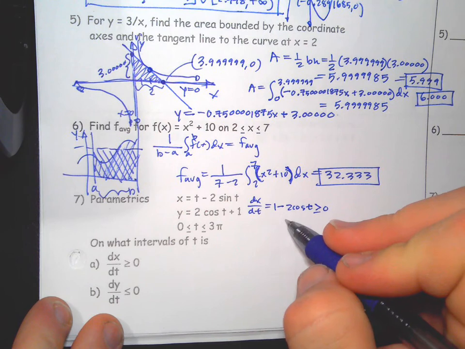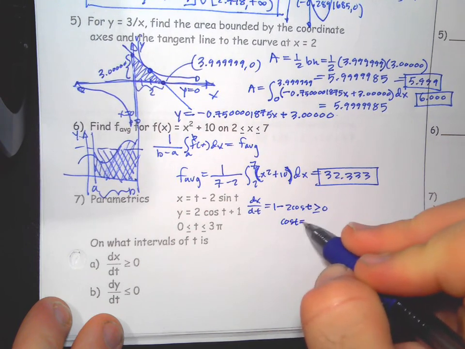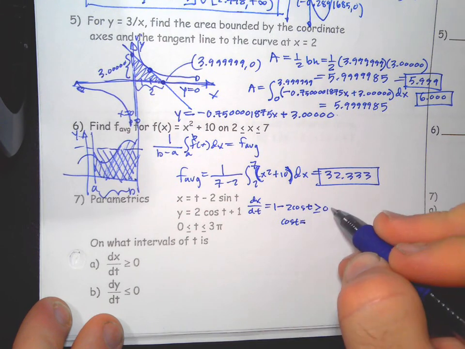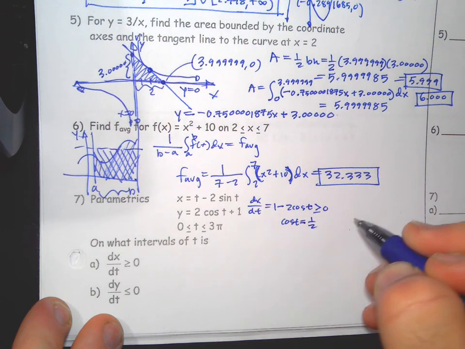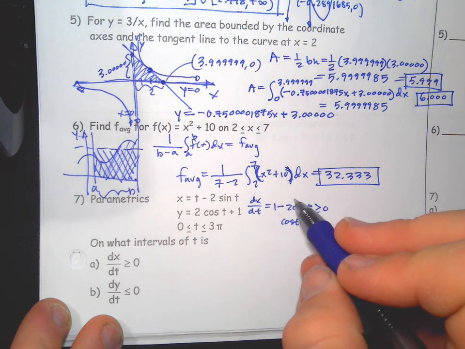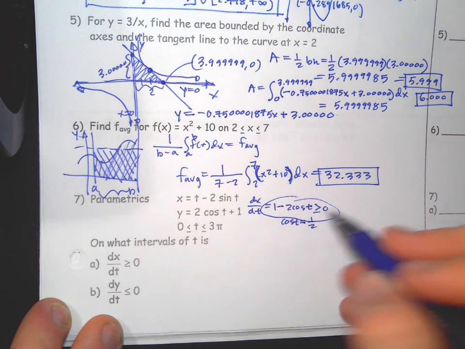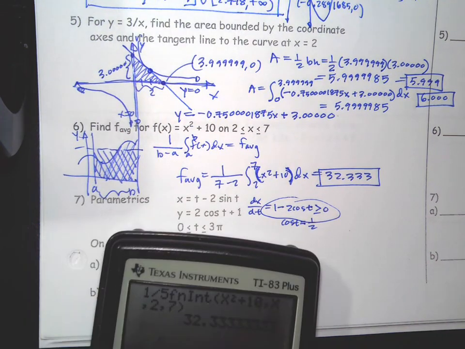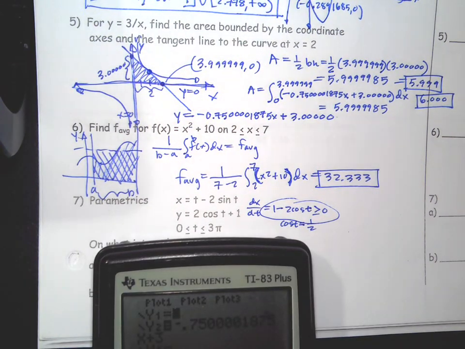So you'd want to solve for the root: cosine t equals, subtract 1, positive 1 half. Now, you could possibly do this by hand, unless I give you one that doesn't have nice answers. So let's pretend it doesn't have nice answers. If it doesn't, we're just going to graph this and see where it is above zero. So you say 1 minus 2 cosine x.